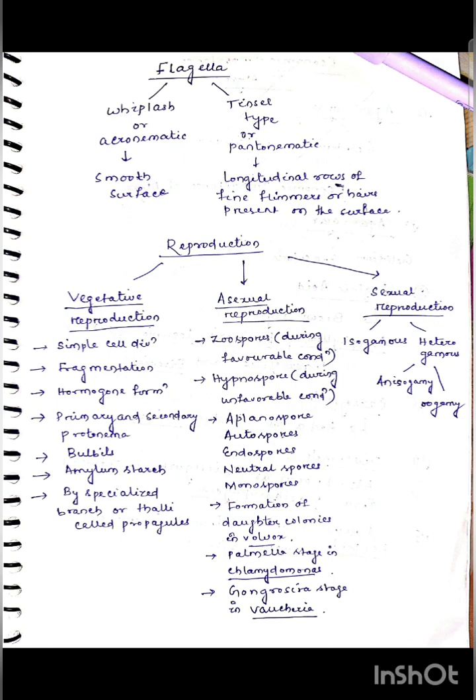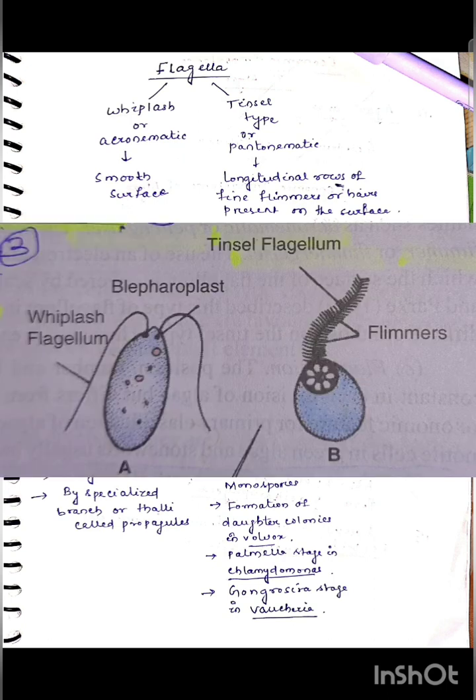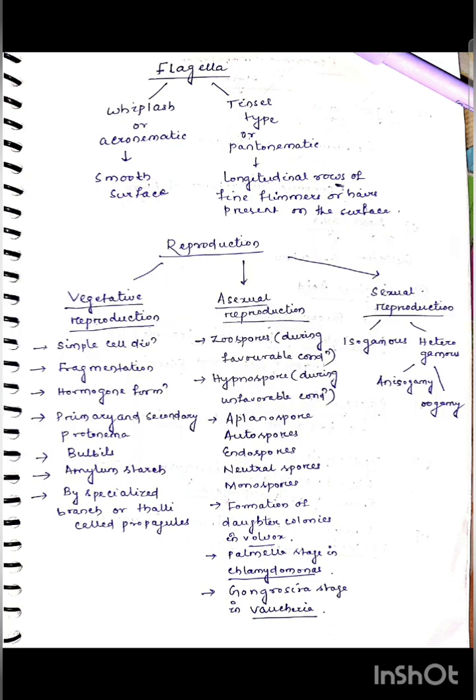Algae possess two types of flagella. One is whiplash, or the flagella with a smooth surface, and secondly the tinsel type or pantonematic, the flagella which have hair-like projections or flimmers on the surface of the flagella.